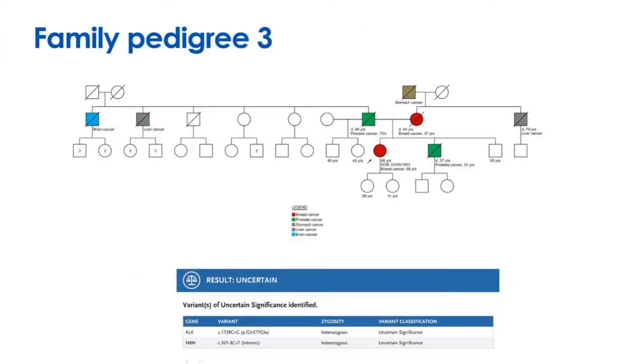And then the third family is one where, looking at it as well, we can see the index patient with breast cancer. She had a brother who was diagnosed with prostate cancer at the age of 52.